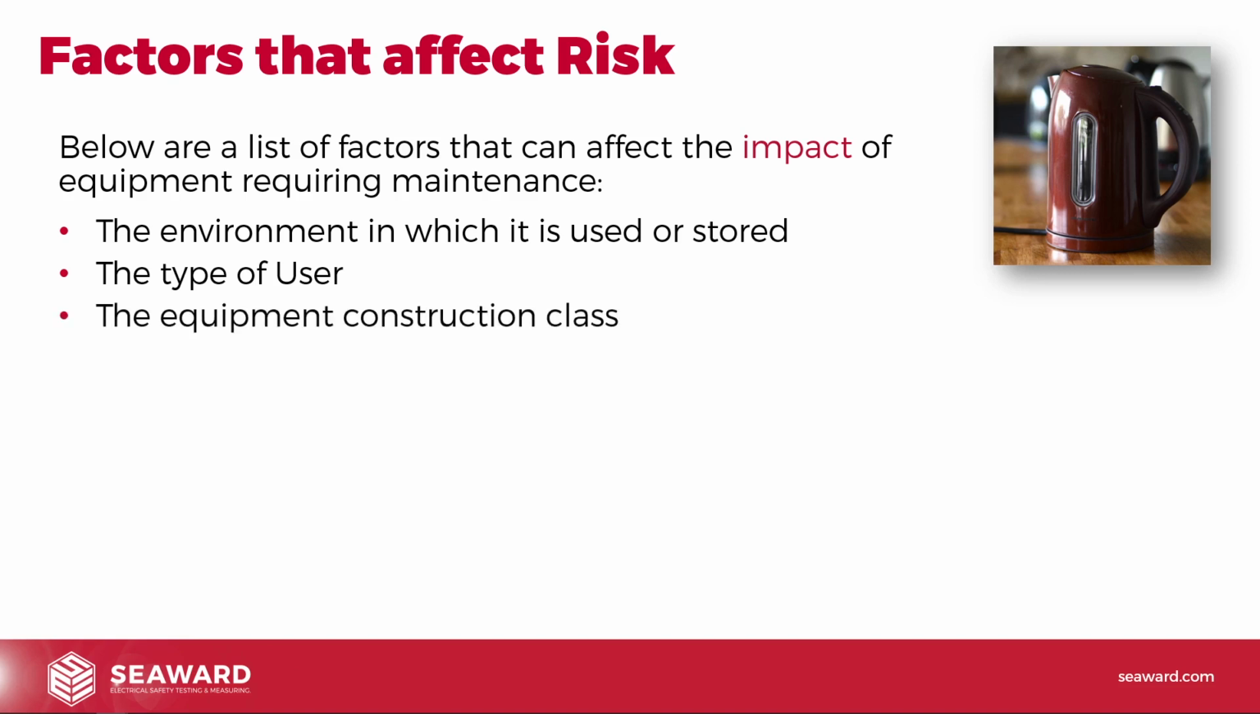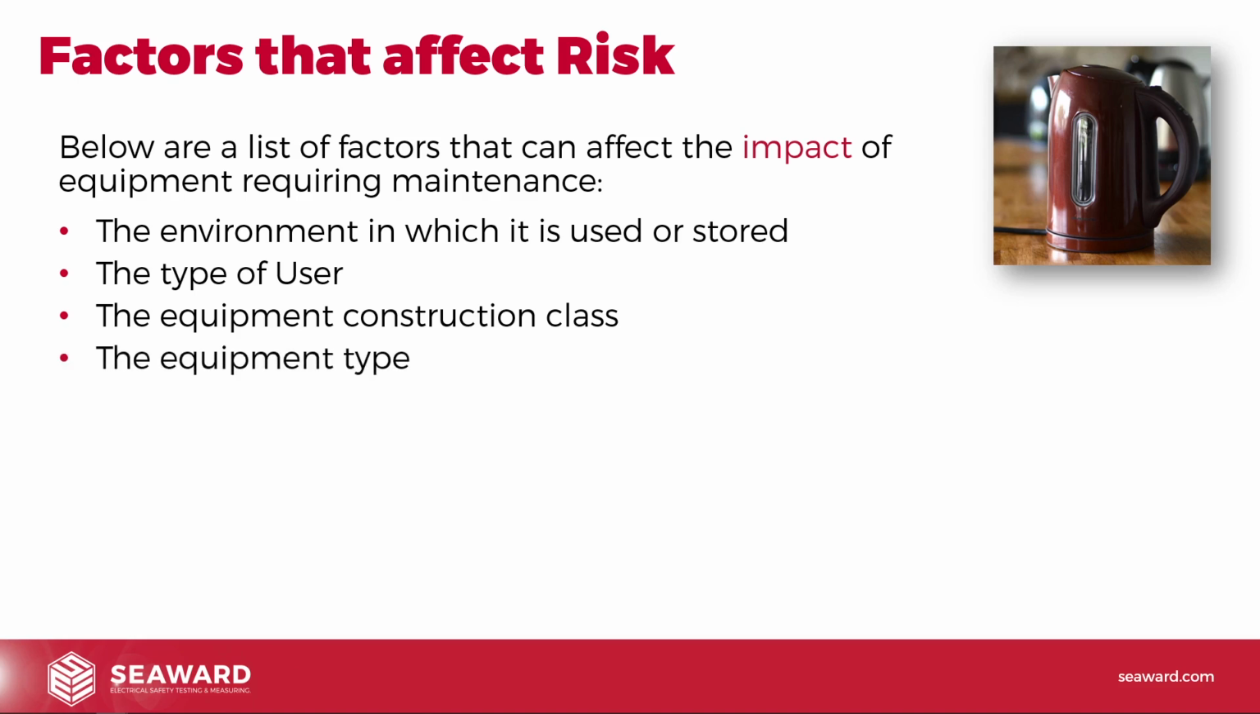Equipment construction class, again, one we mentioned before, but the severity of it, again, if no maintenance with class 1 equipment and we lose the earth, that could be somebody getting electric shock. Whereas with class 2 equipment, chances are we wouldn't get that problem. So again, the construction class is something that affects both the probability and the impact.